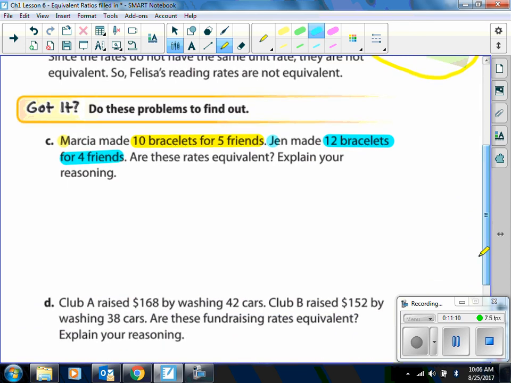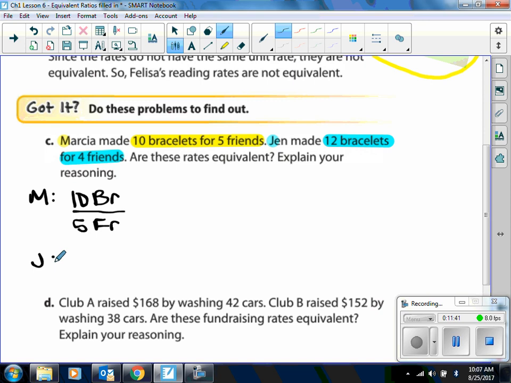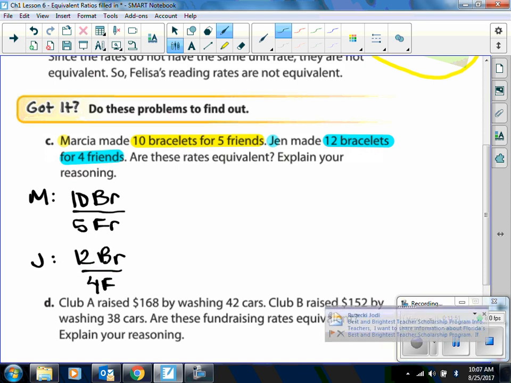Okay? So here we're going to write the ratios. I'll put M for Marcia, and she did 10 bracelets. I'll put 10 bracelets for 5 friends, and I'll fill in the words later. And we want to change that to a unit rate. For Jen, she made 12 bracelets for 4 friends. Okay? And now we're just going to change both of those rates to a unit rate.